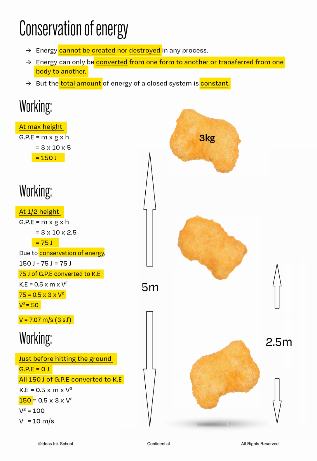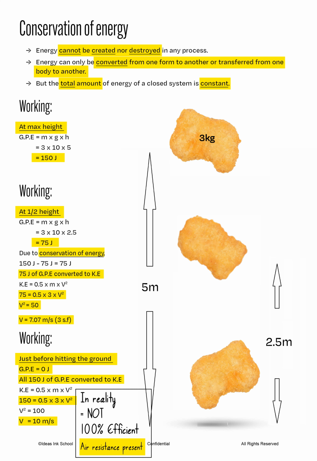Thus, when we plug in 150 joules into the KE formula, we can calculate that the maximum velocity reached is 10 meters per second. Last but not least, please take note that the example stated earlier has a very important assumption. We are assuming that the nugget does not experience air resistance, and thus the energy conversion from GPE to KE is 100% efficient. In reality, some of the KE will be converted to other forms of energy like heat, thus the actual velocity will be lower than the theoretical one.